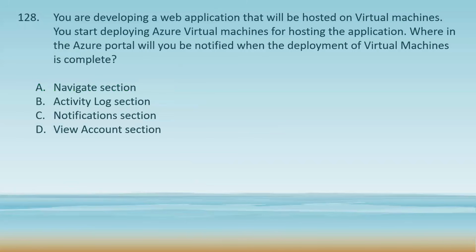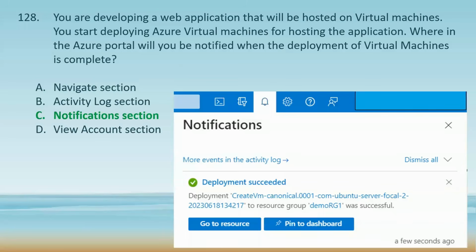Question number 128 of the series. You are developing a web application that will be hosted on virtual machines. You are deploying Azure virtual machines for hosting the application. Where in Azure portal will you be notified when the deployment of virtual machines is complete? Your options are navigate section, activity log section, notification section, view account section. The correct answer in this case is option C, notification section.